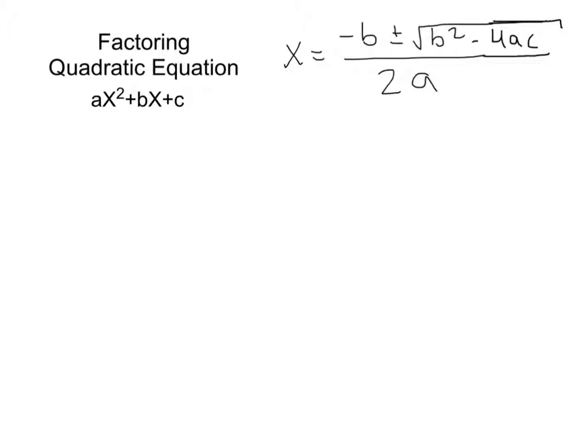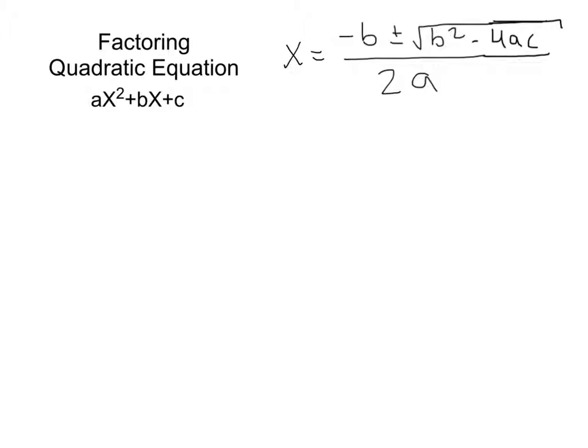Now you can be missing parts, like you can be missing the b or missing the c, but it needs to be a second degree polynomial in order for this to work. Because you cannot be missing the a, because you can't plug in a 0 here, because you can't divide by 0. So let's start out with an example.